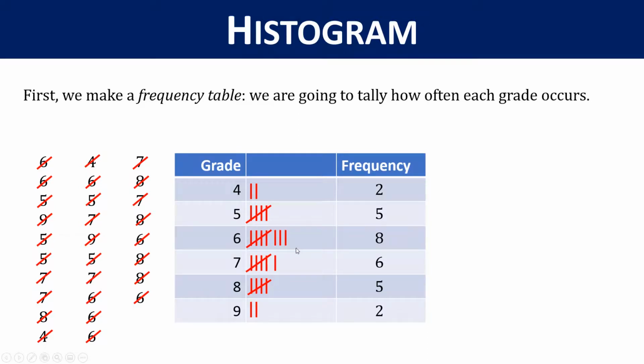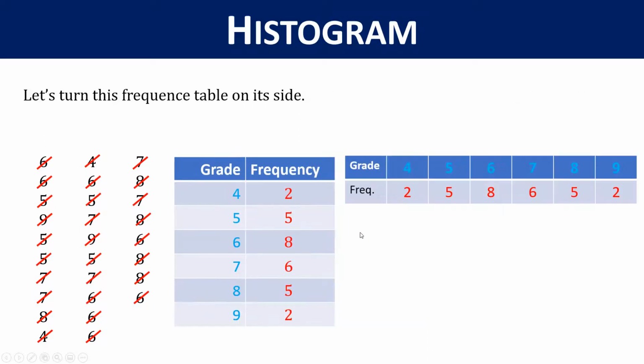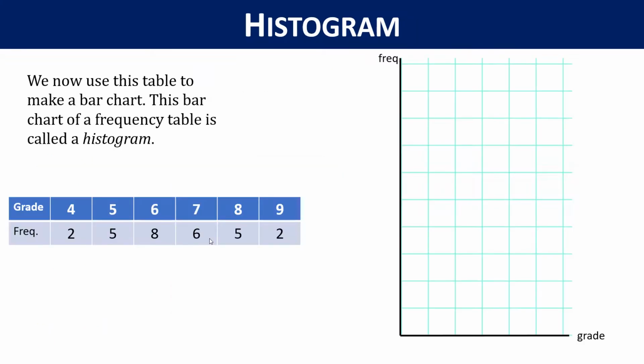After we're done with this, we usually place this frequency table on its side with a row for all the values and another row for all the frequencies. So again, this says that the grade 6 occurs 8 times, 7 occurs 6 times, and so on. And finally, we use this table as the basis for a bar chart. The bar chart of a frequency table is called a histogram.